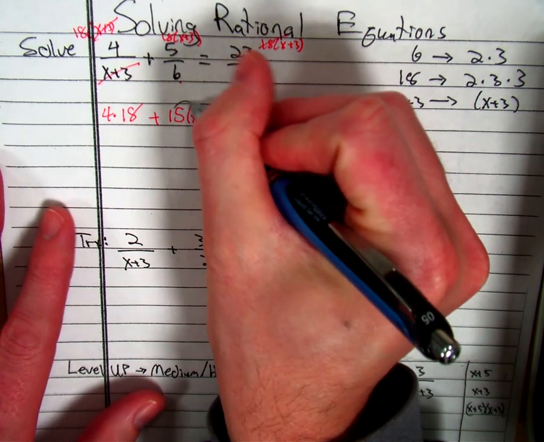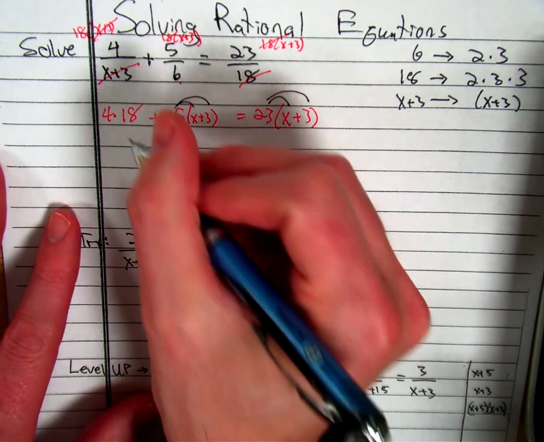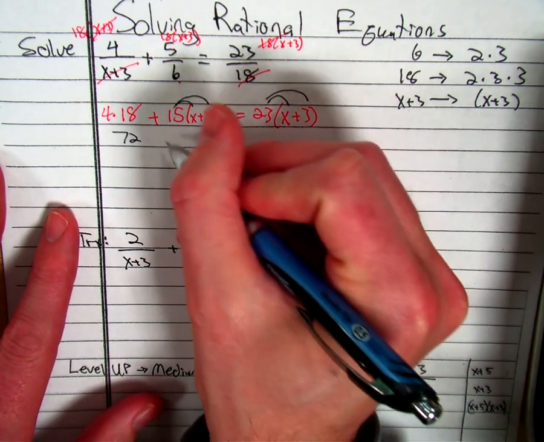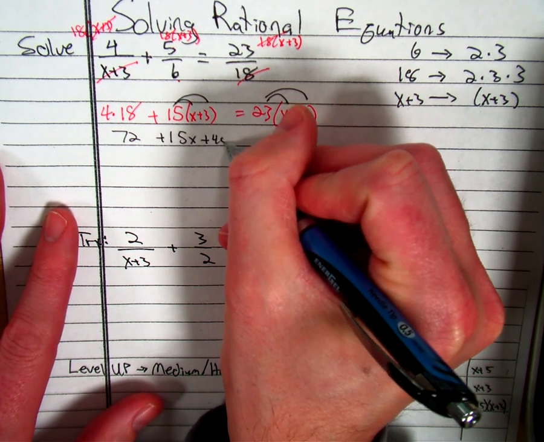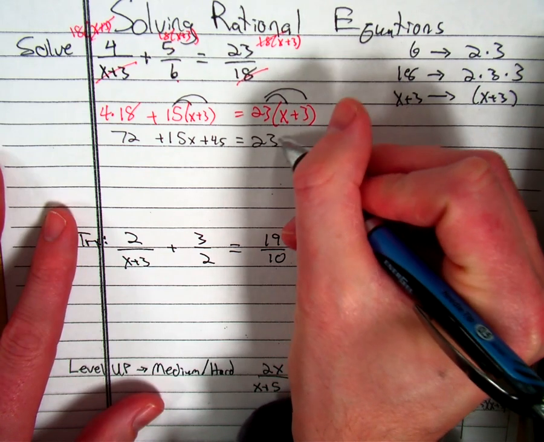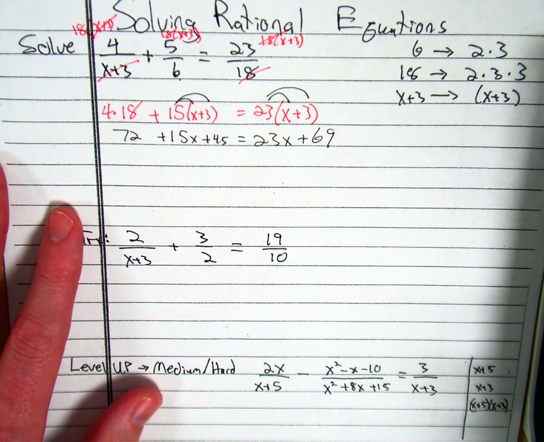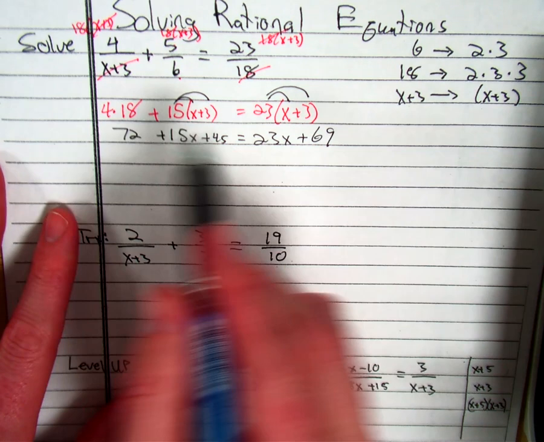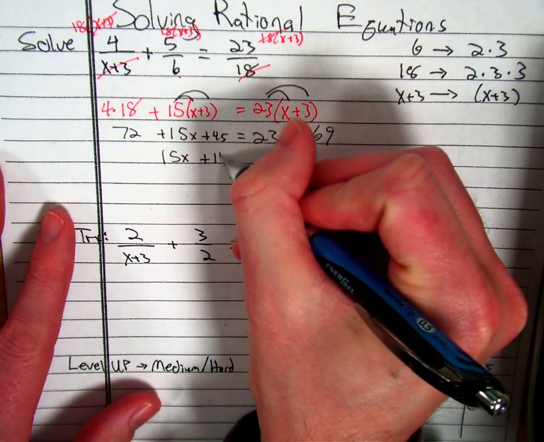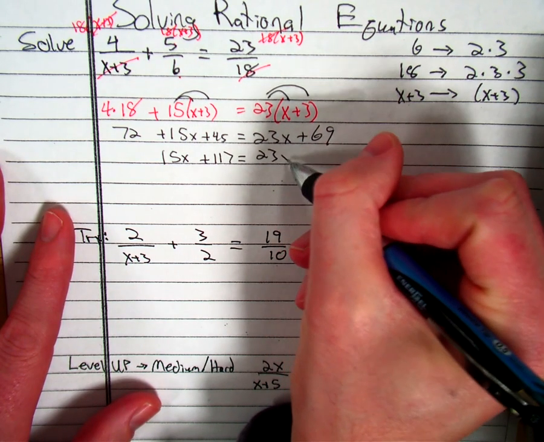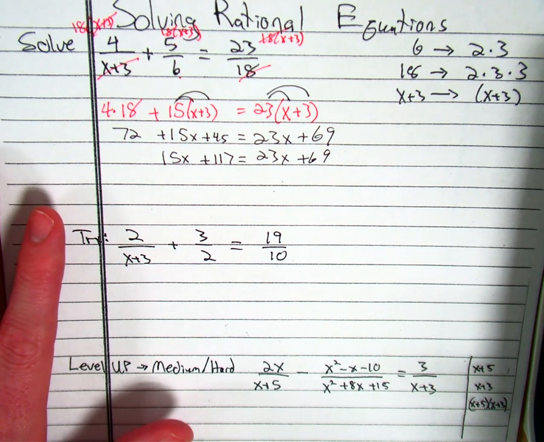We're going to distribute and simplify. 18 times 4 should be 72. We'll have 15x plus 45 equals 23x plus 69. Okay, we'll clean up the left-hand side here, and we'll have 15x plus 117. And now we just have an algebra equation. We got x's on both sides, we got numbers on both sides.